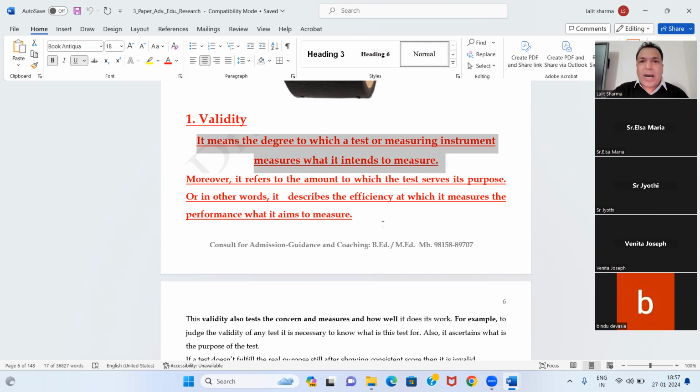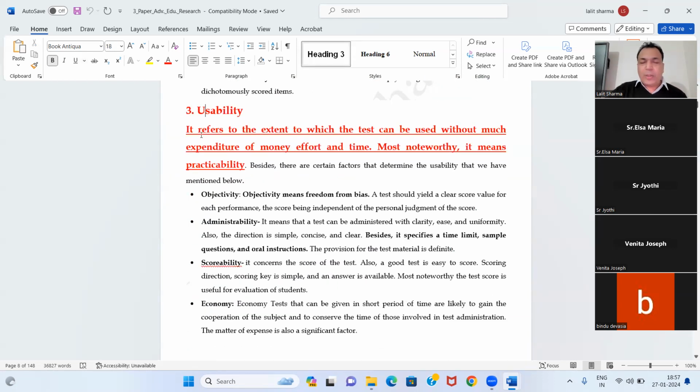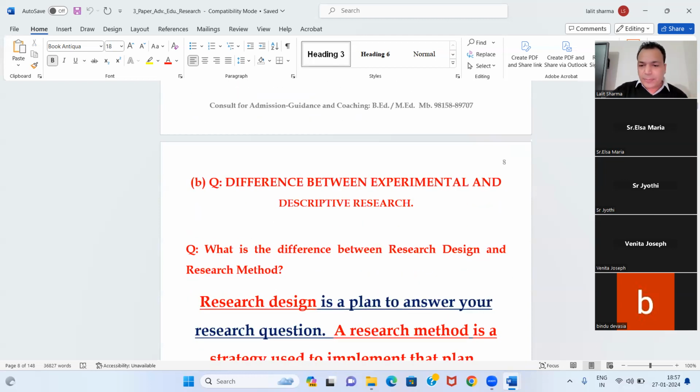So you want to check the IQ level of the student, but the test should not check the personality of the student. The test should check the IQ level of the student. Then you will say that this test is valid. Right? So validity is done, reliability is done. Usability you already know, it is easy, right? Usability means applicability. Okay. One question is done.